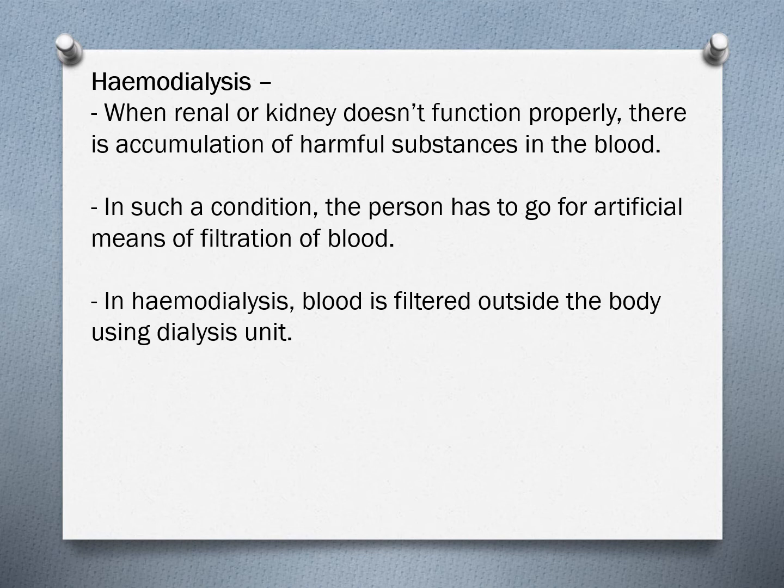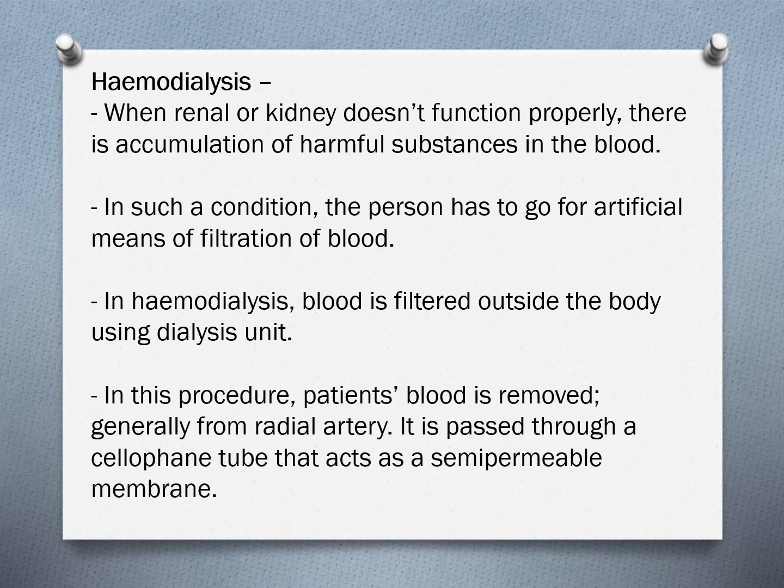In hemodialysis, blood is filtered outside the body using a dialysis unit. So, hemodialysis is an artificial means of blood filtration. In this procedure, the patient's blood is removed, generally from the radial artery. It is passed through a cellophane tube that acts as a semi-permeable membrane. Cellophane tube is a thin, transparent sheet made of regenerated cellulose. And this cellophane tube acts as a semi-permeable membrane that helps in blood filtration.